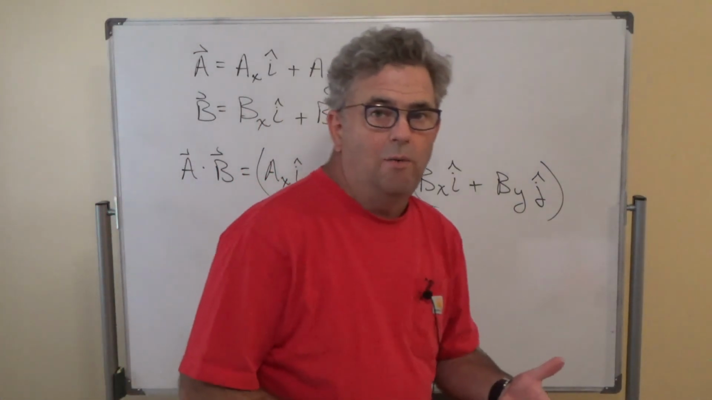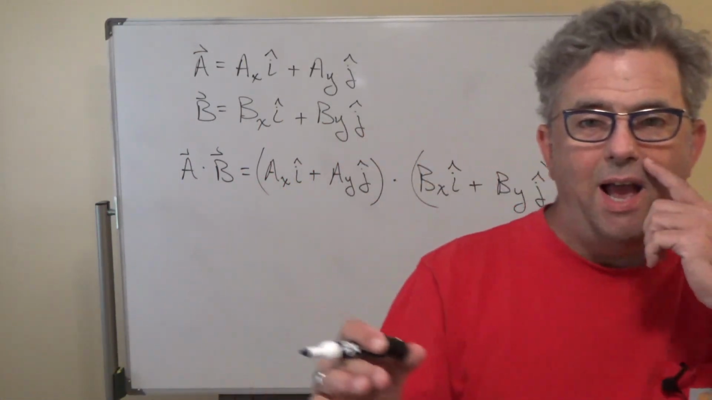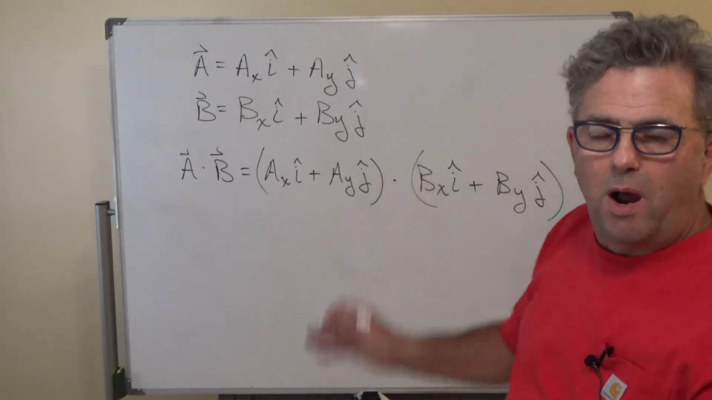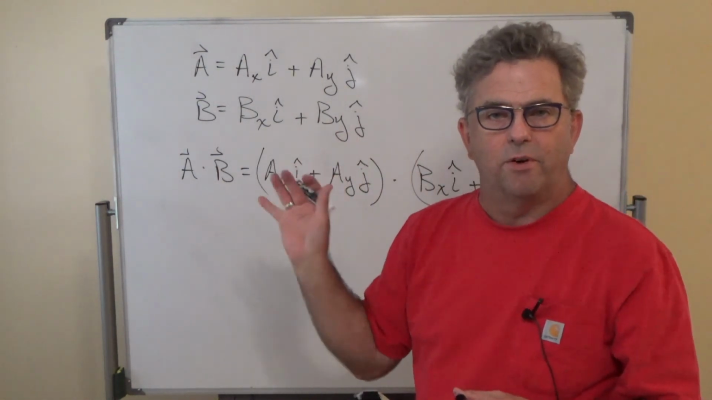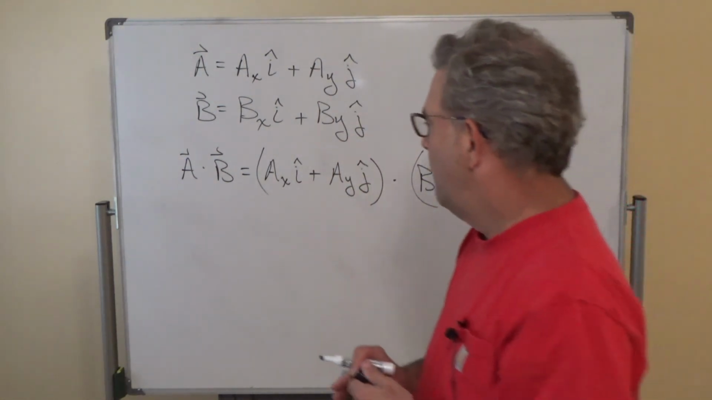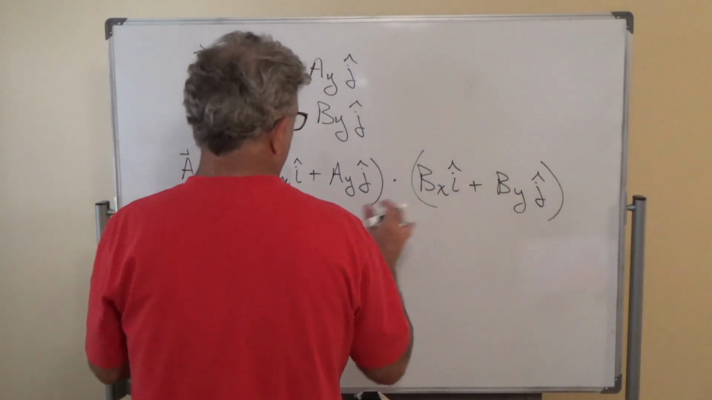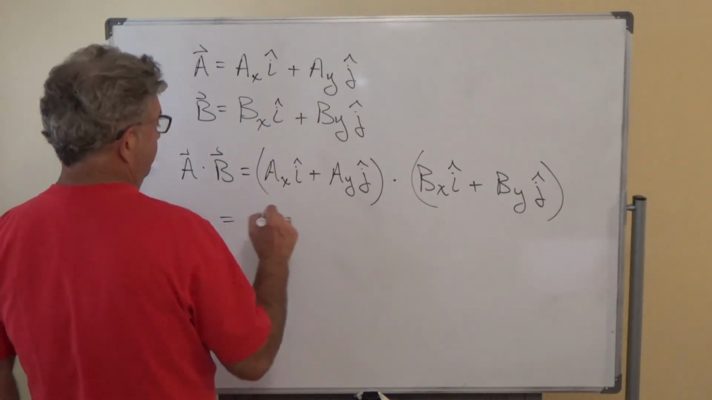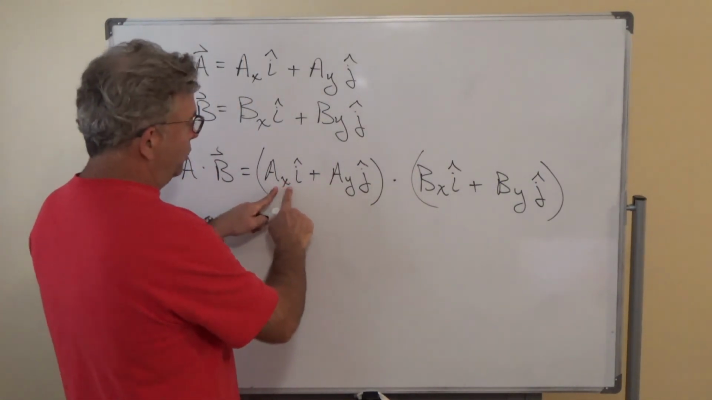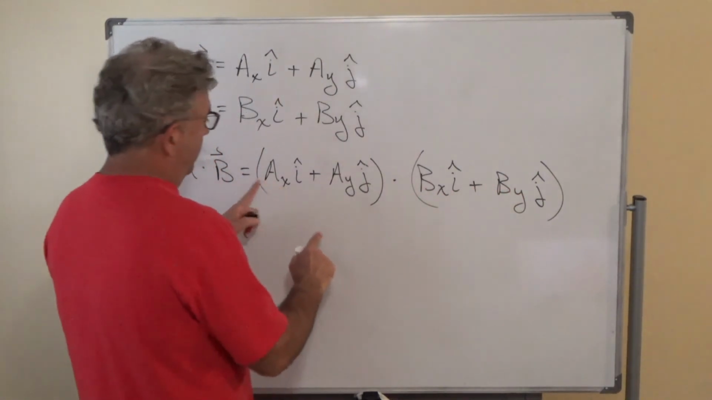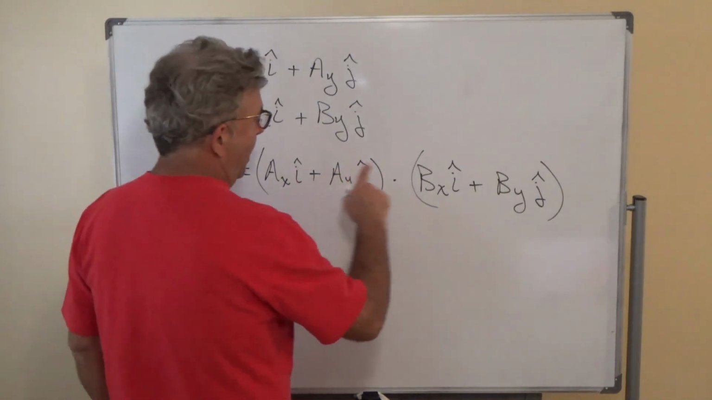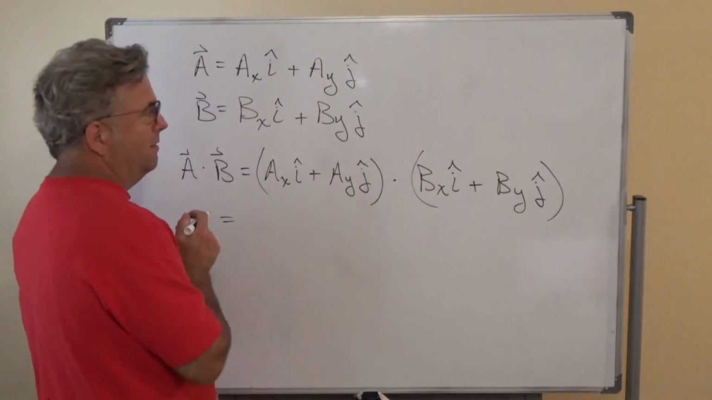So we do what we always do. We FOIL this out. These are 2 binomials, and all the algebra operations are perfectly fine for dot products. They distribute the way they should and so forth. So let me do that. I'm going to distribute this one first. I have AX BX i hat dot i hat.